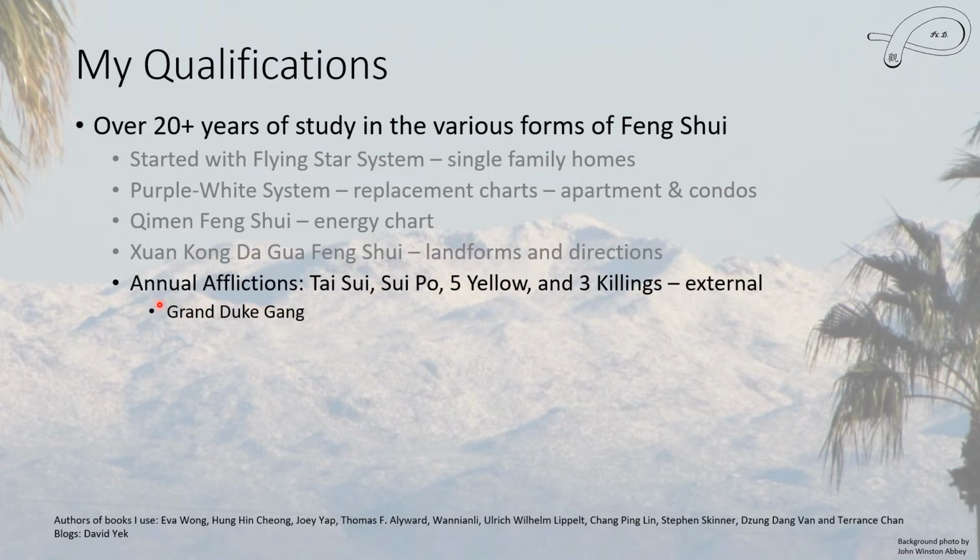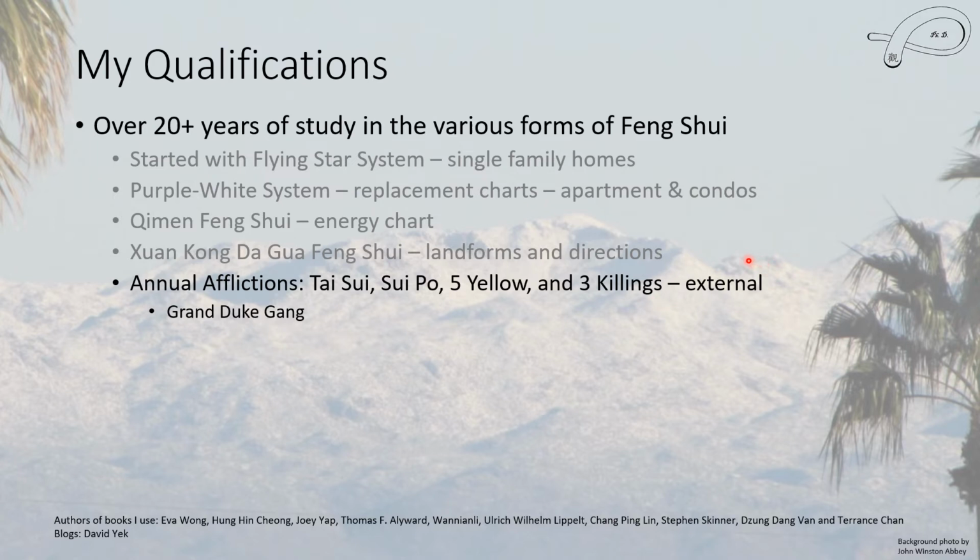I promised to talk about the annual afflictions. I call them the Grand Duke Gang. There's a Tai Soi, who is the Grand Duke. There's a Soibo, which is opposite the Grand Duke and is really only important for certain people, certain years. There's the 5 Yellow, which is quite bad. And then there are the 3 Killings.